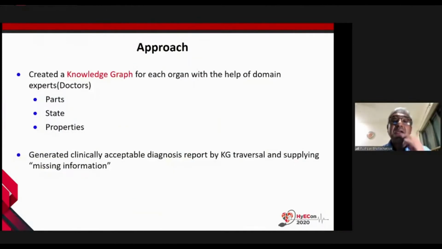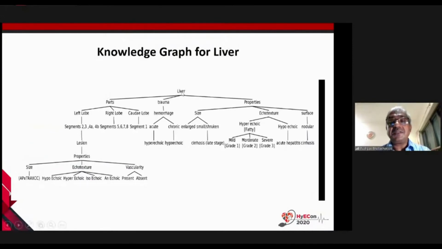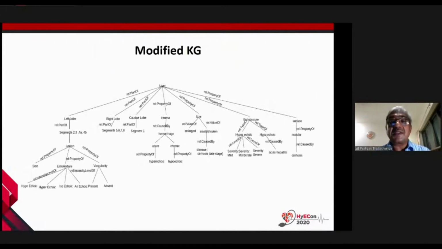Now, the approach we have taken, here I'm being a little technical, is we create what is called the knowledge graph. So a knowledge graph has parts, state, and properties. To give you an example, this is the knowledge graph of a liver. So liver has parts, state is trauma, for example, here, and there are properties. This is created by a detailed interaction with the doctors who are very kind to sit with computer scientists, my students, my research associates, and also from the company, and give a structure of this kind. So we take this structure and make it more computationally amenable.